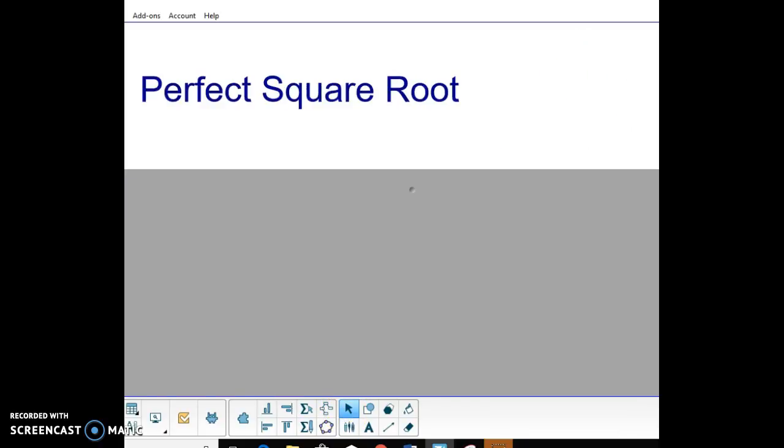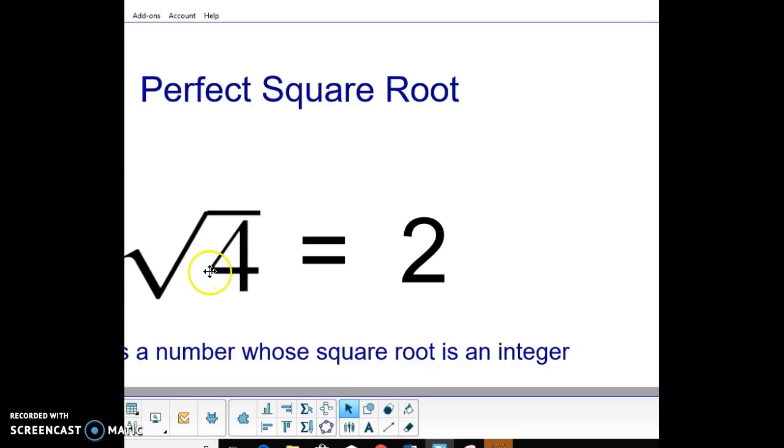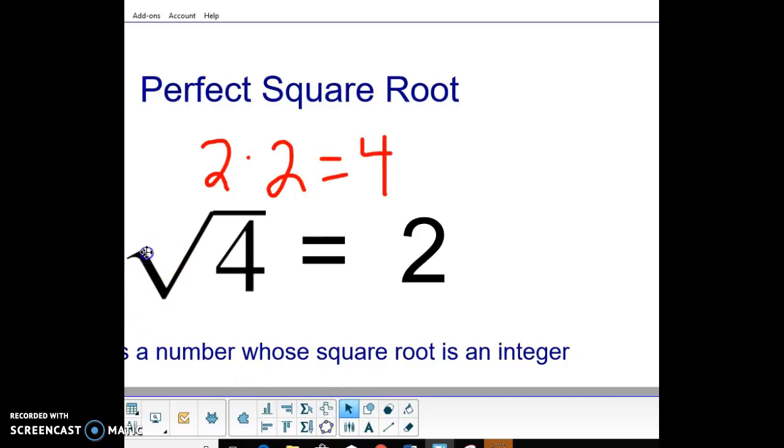A perfect square is a number whose square root is an integer. So, the square root of 4 equals 2, just like we said in the previous slide. 2 times 2 equals 4. So the square root of 4 would equal 2. So, just remember, a perfect square is a number whose square root is an integer.